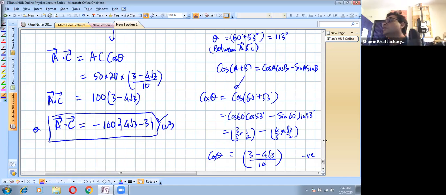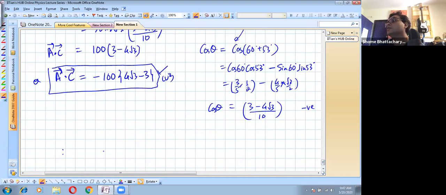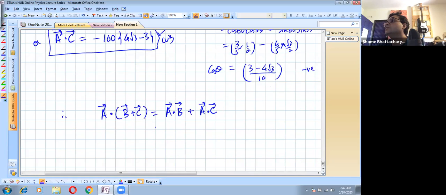And now we go back to what we are calculating in the second part, which was A dot B plus A dot C. So we see that therefore A dot of (B plus C), which should be A dot B plus A dot C. Now we'd seen earlier that A dot B was plus 600, and just now we are seeing A dot C is minus 100 into (4 root 3 minus 3). So this will actually become 900 minus 400 root 3.